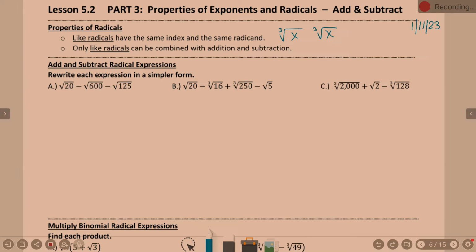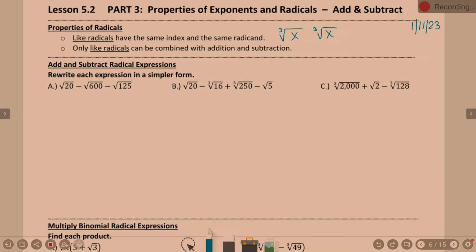Okay, so like radicals have the same index, which is the same 3, and they have the same radicand, which is the x. Now, here's the big important deal. Only like radicals can be combined with addition and subtraction. Just like you can only add like terms, you can only add like radicals. You can only add an x with an x. You can't add x with y. Same thing here. I can add cube root of x with cube root of x, but I can't add cube root of x with cube root of y. Kind of like multiplying. We can multiply cube root of x and cube root of y, but we can't add them. That's going to be the big thing.